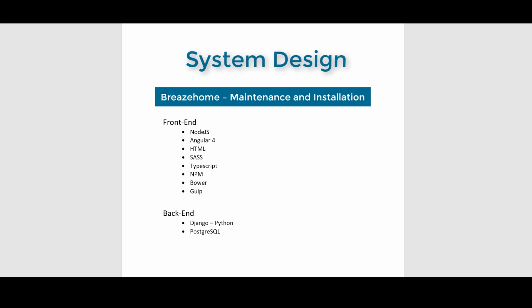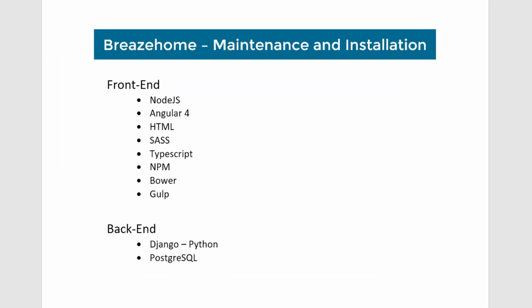The system design of Breazehome 2.0 is as follows. The front end of Breazehome is built using the Ionic mobile development framework, which itself includes Node.js, Angular 4, HTML, SCSS, and TypeScript. npm, Bower, and Gulp are also used in the front end. The back end of Breazehome is built on Django using Python, and the database is implemented using PostgreSQL.